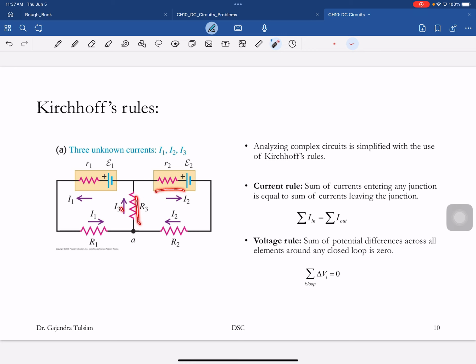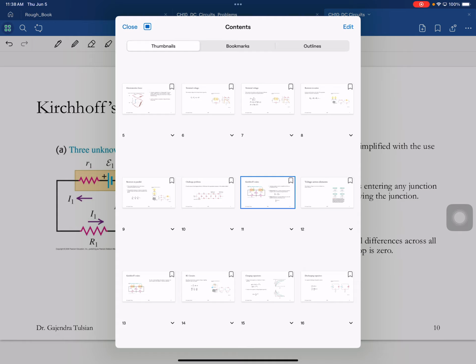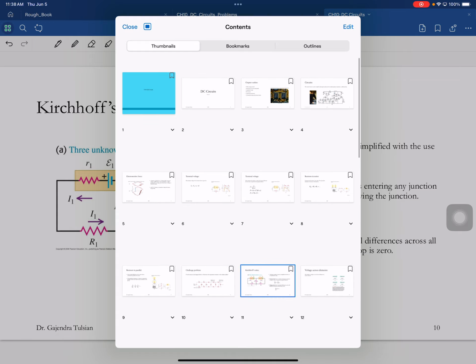The current in this arm is I2. So solving this circuit means finding the current in the three arms. If you call them X, Y, Z, you have three unknowns, and that's what you want to find. So that's what this chapter is about. All right, so you guys understand where we're headed? All right, so let's start.